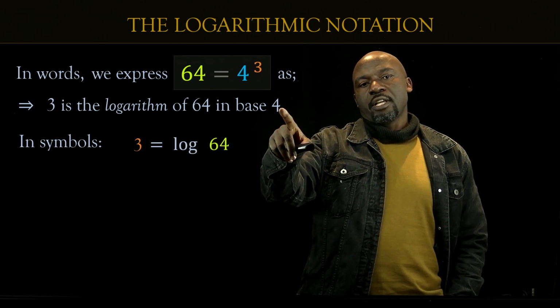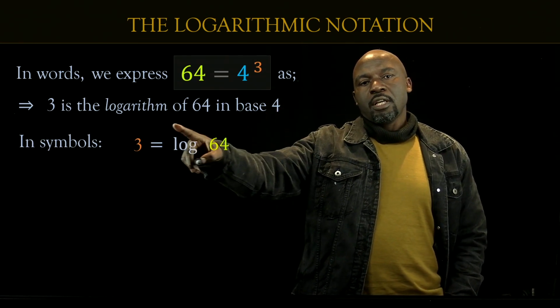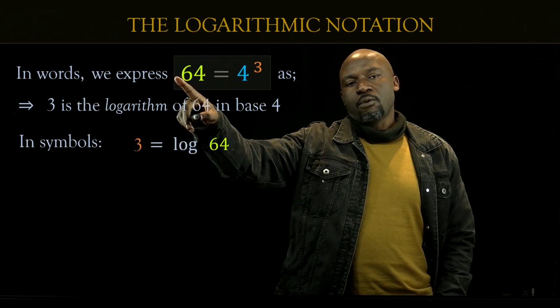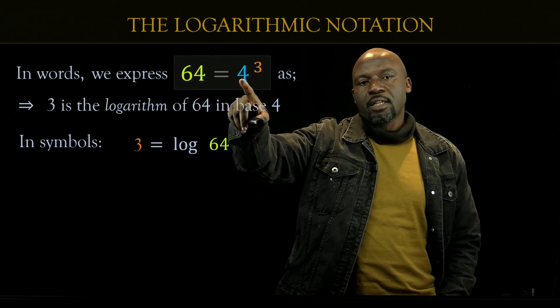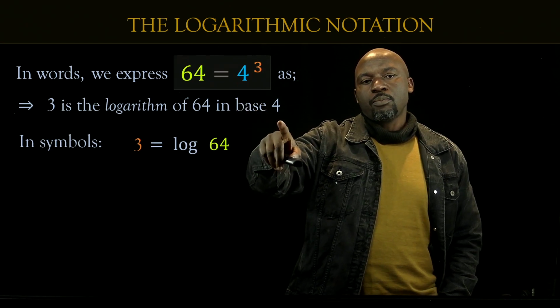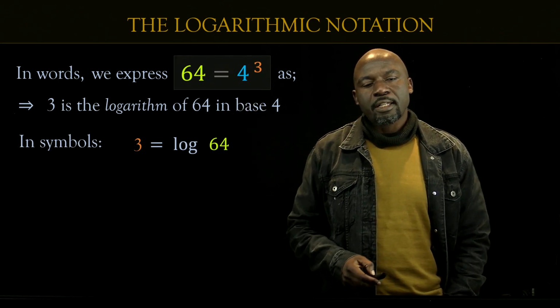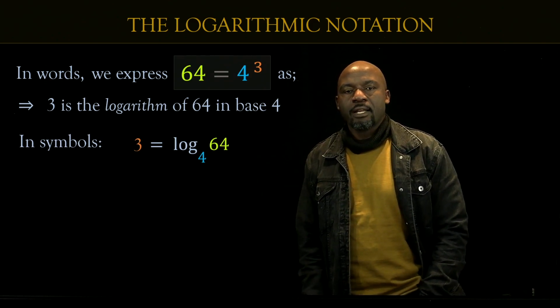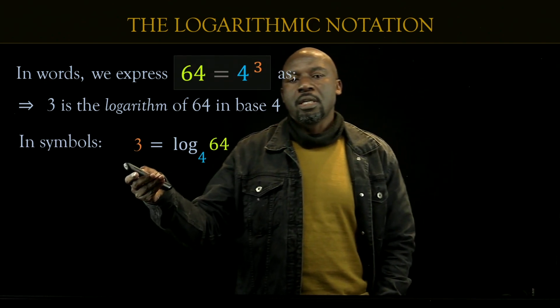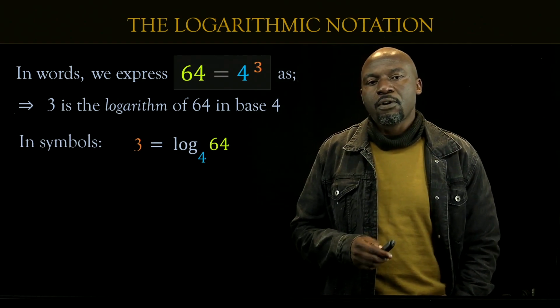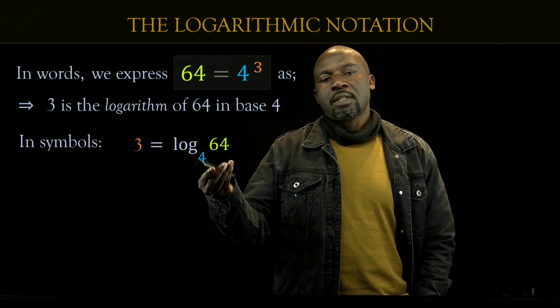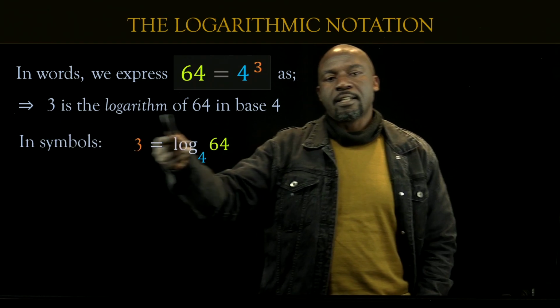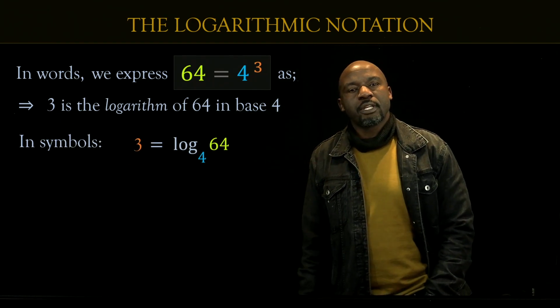But we also have to indicate the 4, because 3 is not the logarithm of 64 when the base is not 4. So we must indicate that the base is 4 here. This base has also to be indicated, so we put it down there to imply that it is a base. Okay? So we read this as 3 is the logarithm of 64 when the base is 4. So this is how we express this sentence up there. I'm hoping this is making sense.